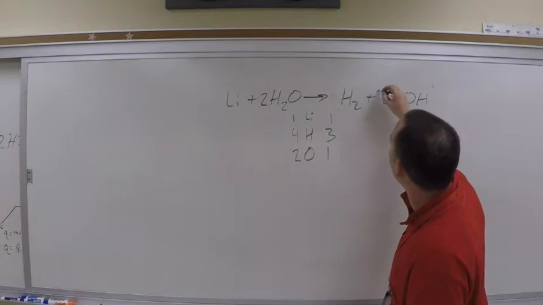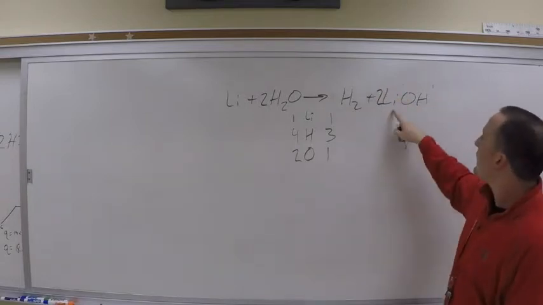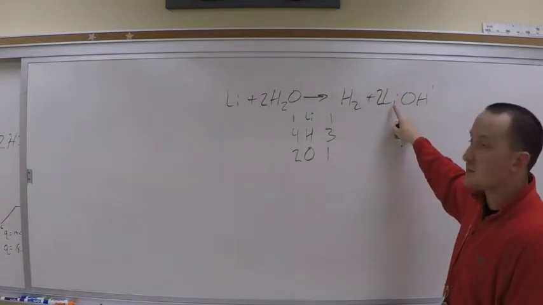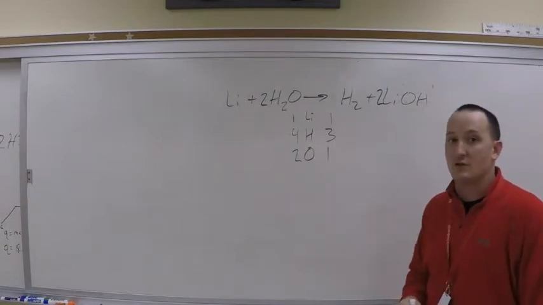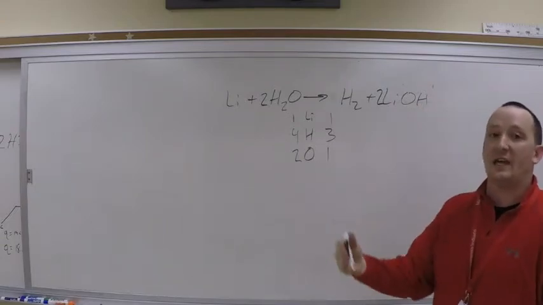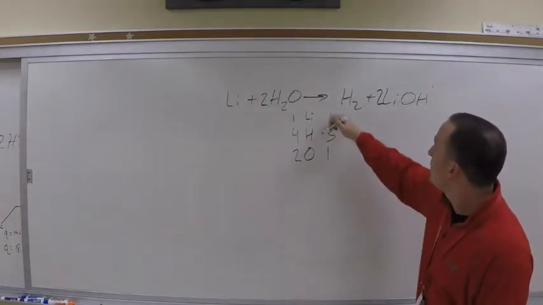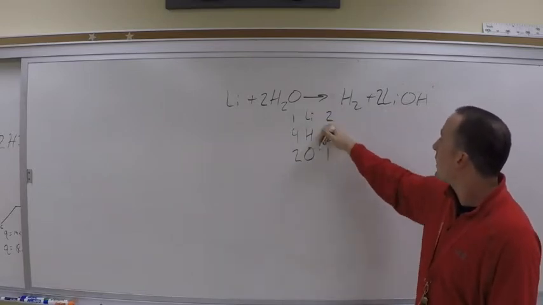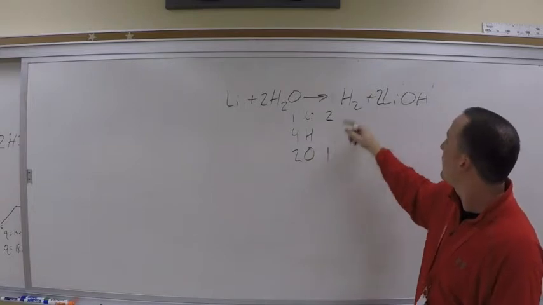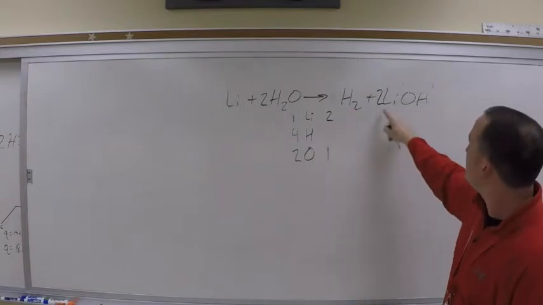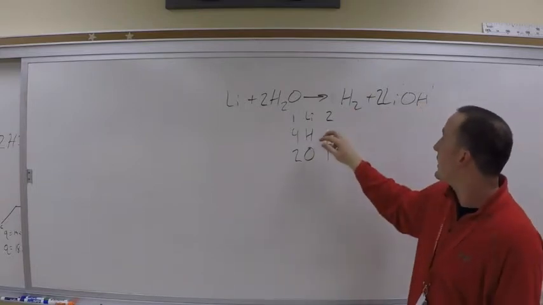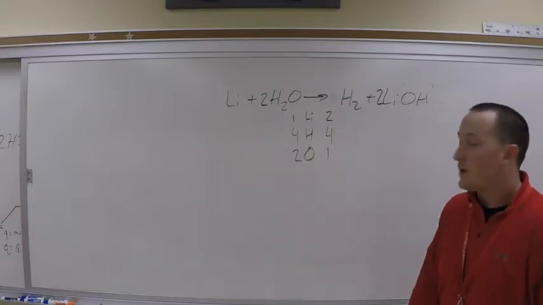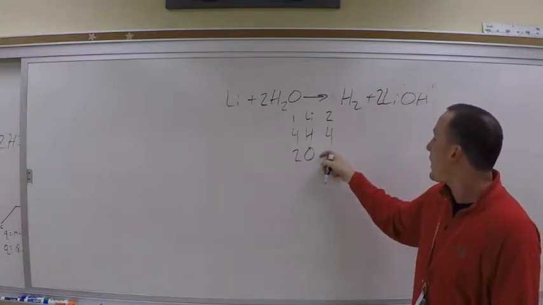Because if I put a 2 here, notice how that's going to change my number of lithiums, my number of oxygens, and my number of hydrogens all by 1. So I'm basically gaining 1 more lithium, oxygen, and hydrogen. So now I'm going to have 2 lithiums. I'm going to have 2 hydrogens here plus these 2, because 2 times 1 is 2. So I'm going to have 4 hydrogens here. And now I'm going to have 2 oxygens here.